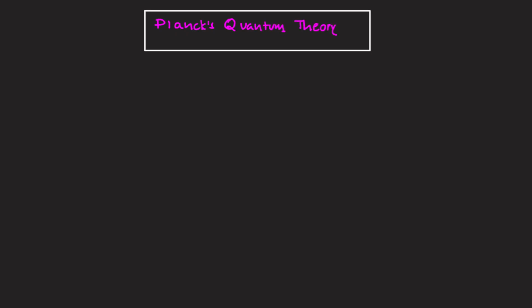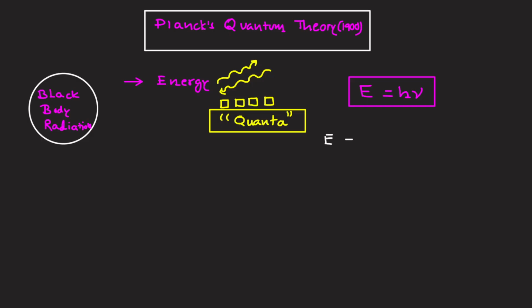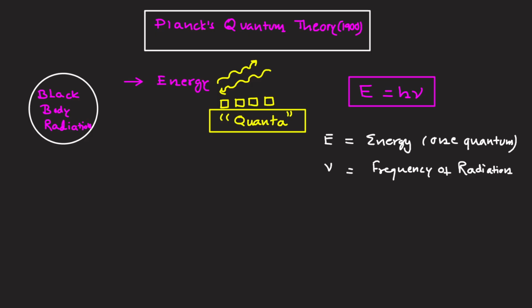Planck's quantum theory, 1900. To explain black-body radiation, Max Planck proposed that energy is emitted or absorbed in discrete packets called quanta. He proposed the relation E equals h nu, where E is the energy of one quantum, nu is the frequency of radiation, and h, which is 6.626 multiplied by 10 to the power minus 34 Js, is Planck's constant.